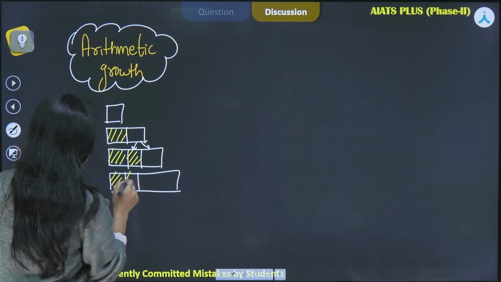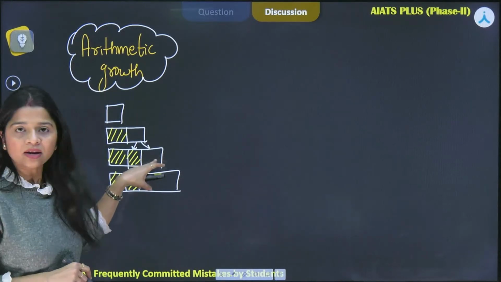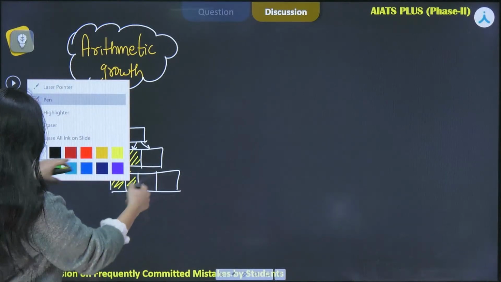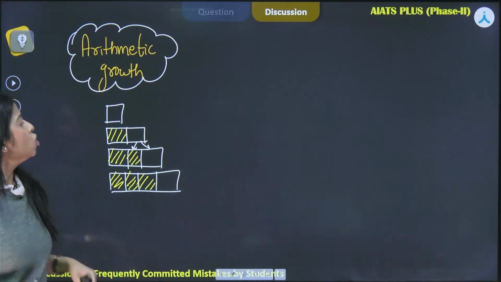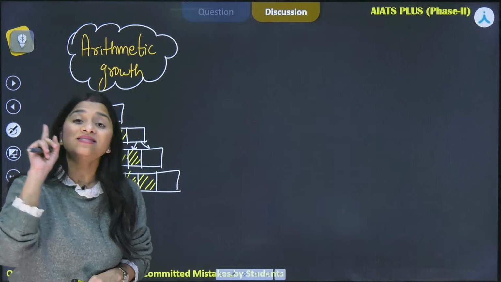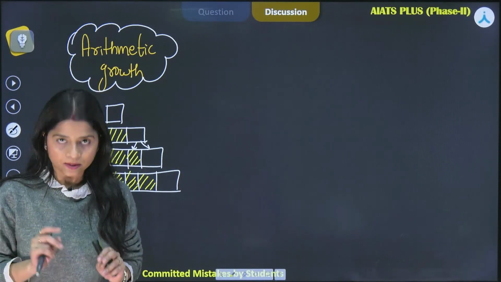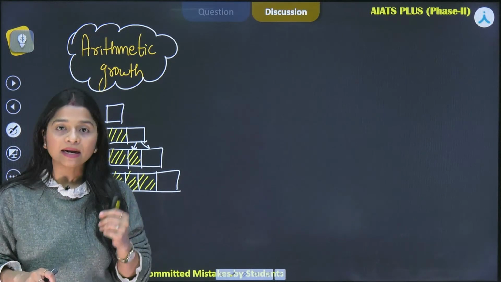And only this cell will divide into 2 daughter cells. Now again out of these 2, one will become differentiated and only this will divide further. So we are observing a constant pattern over here. Only a single cell divides, the rest of them become permanent. So this is how we are understanding arithmetic growth.